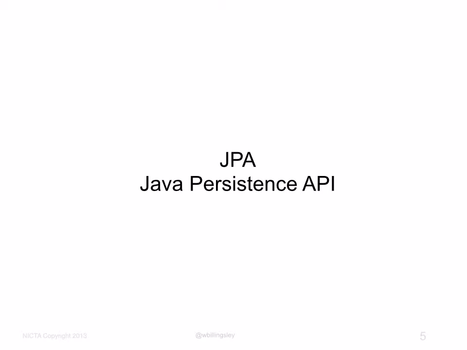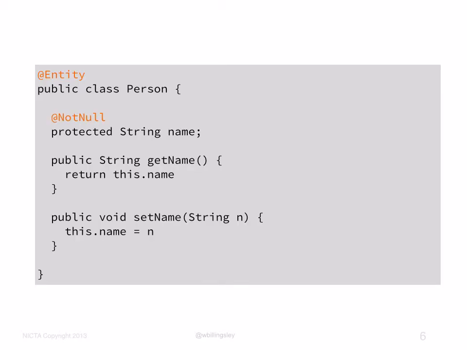In Java, there's JPA, the Java Persistence API. There are a number of different implementations of JPA. Hibernate is one of the better known ones. But it's a relatively simple standard, and I'm going to show you parts of that standard. So in JPA, the assumption is that your data is Java beans. So here we have a person class, and that person has a name property, and there is a getter and there is a setter for that property.